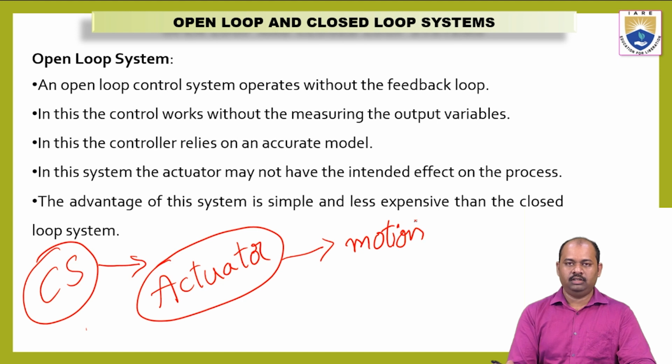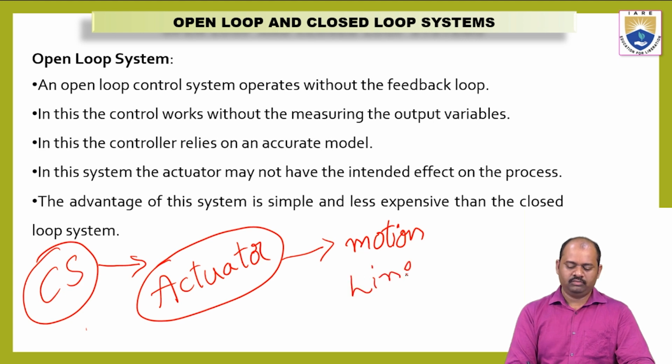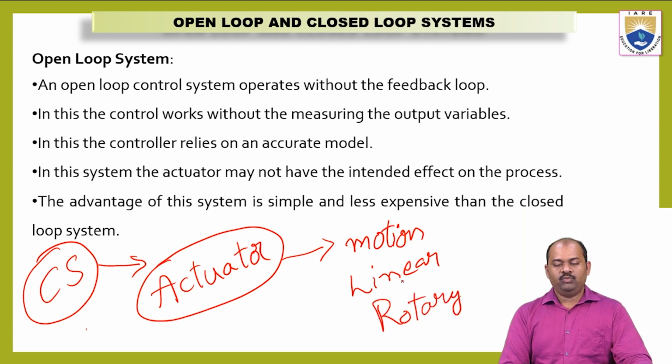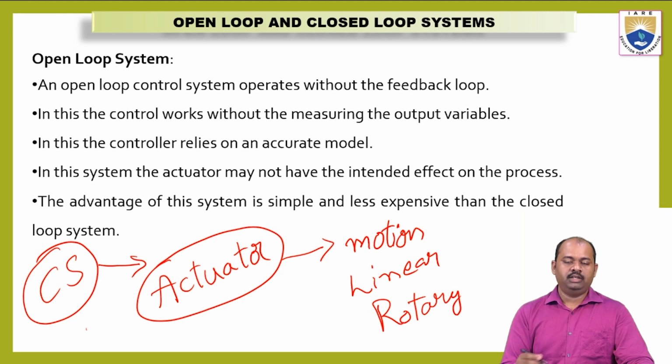Before understanding the actuator, we should study the actual function of an actuator. So what is the function of an actuator? It can create motion in any form. There are basically two types of motion. The first one is linear motion. The second one is rotary motion. So the linear or rotary motions can be generated by an actuator.